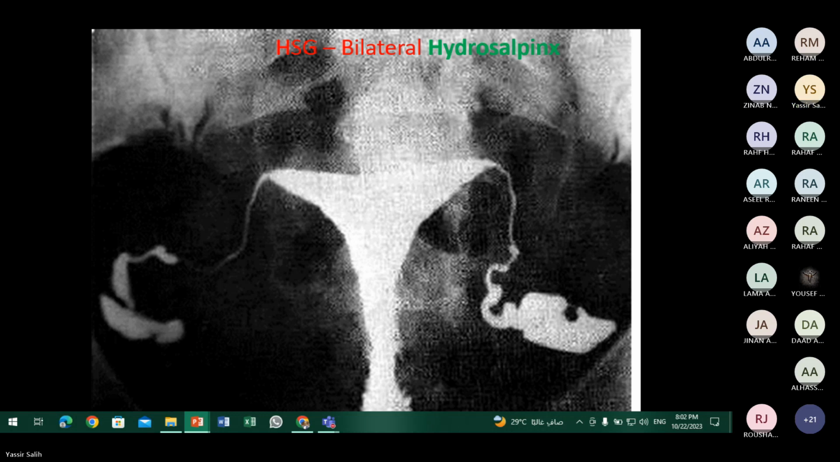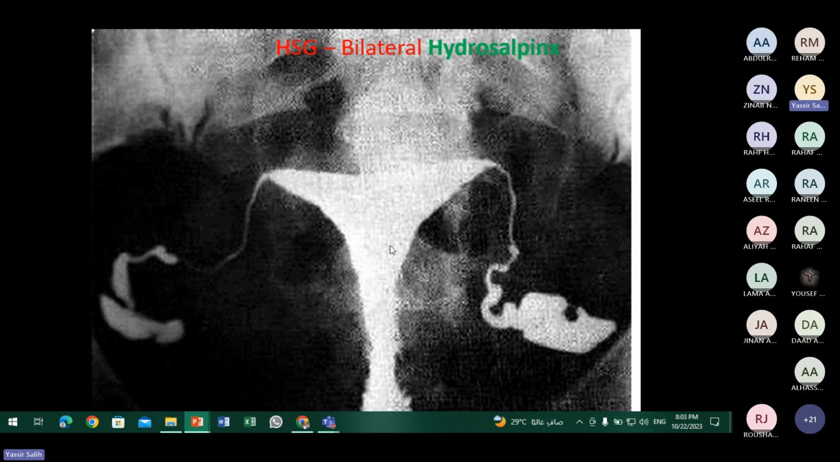How about the uterus? Is it normal or abnormal? Normal uterus. How about the fallopian tubes, right and left? Normal until here, but in the distal part, dilated. These fallopian tubes are dilated. You are right, they are dilated. Why do you think so?